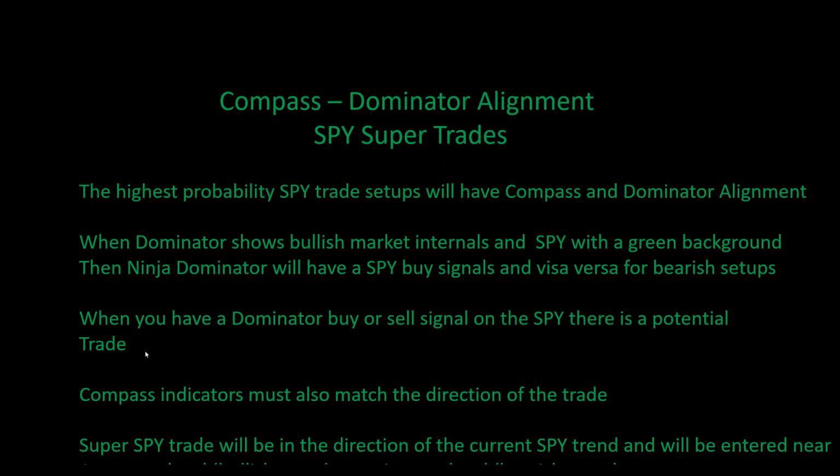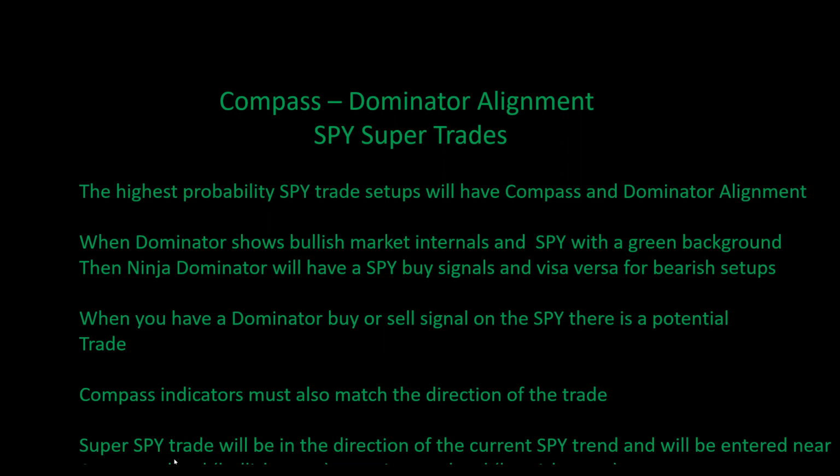So that would come off of our dominator system. The compass indicators now also need to match the trade. So if you have a bullish setup on the dominator with a buy signal and a green background, then you want the compass system to also have a green background, or the green lines. You want it to have the bullish setup, and I'll show you some charts exactly how these align.